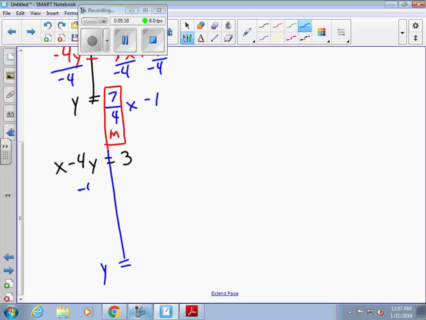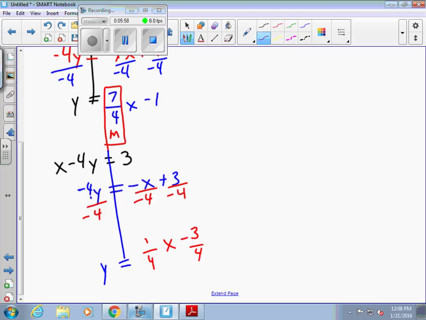Subtract x on both sides. Negative 4y equals negative x, positive 3. Undo negative 4 times y by dividing by negative 4. Do it here, here, and here. Negative 1 divided by negative 4 is positive 1 over 4x. And 3 divided by negative 4 is negative 3 over 4. Now, we can see what its m value is. y equals mx plus b. We can compare the two slopes. We can compare 7 over 4 with 1 over 4.